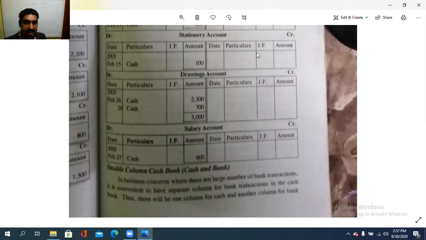So, what is a double column cash book where cash and bank columns are there? In this, a contra entry occurs.